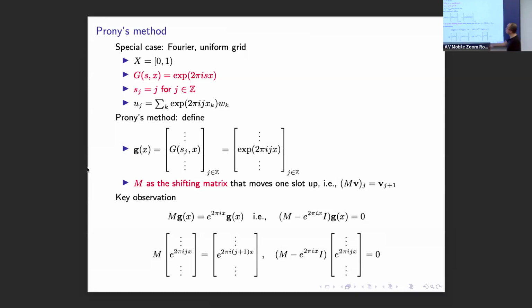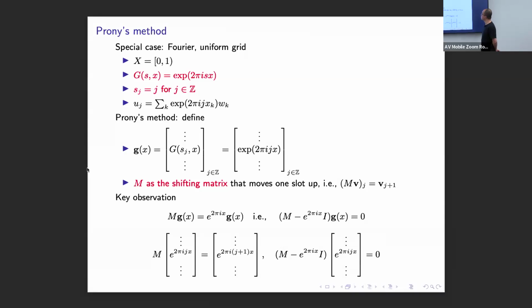And the grid, remember, I use s_j to denote the grid. In Prony's case, the grid is equally spaced. So for simplicity, let's just take s_j to be integers. And the data you're given, if you plug this back into the original formula, is this Fourier kernel evaluated at the integer locations: each exponential of 2 pi i j x_k, weighted with w_k. The idea of the Prony method has different presentations, but I'm going to give you the one I feel most comfortable with, and it also connects well with the second part.